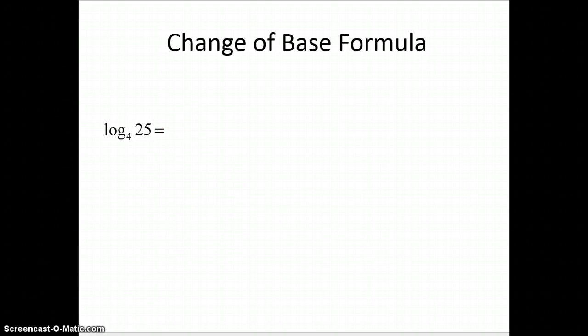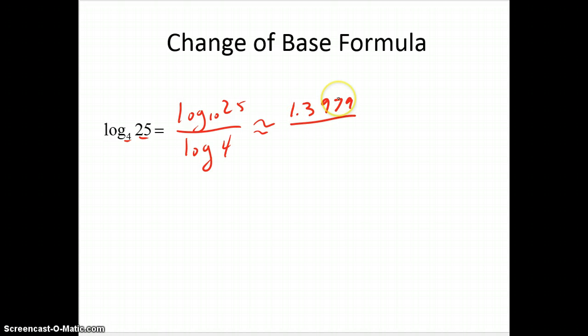Alright, so we're just going to practice this in another example. Log base 4 of 25: we're going to change the base, make it base 10, so we're going to do log of 25 over log of 4. We're going to plug that into our calculator. Log base 10 of 25 is 1.3979, and then log base 10 of 4 is 0.6021.